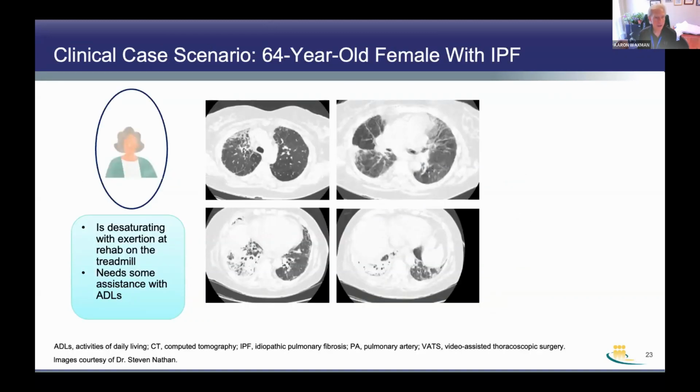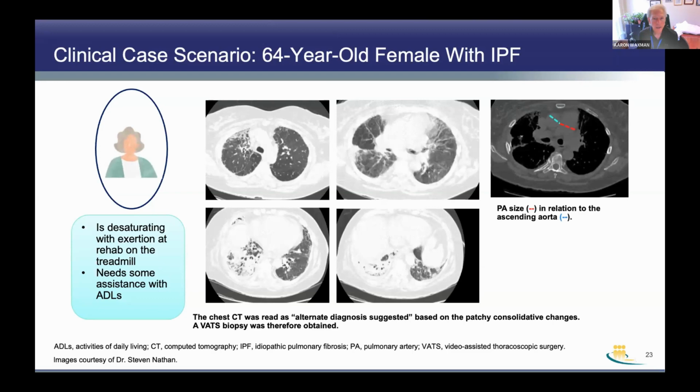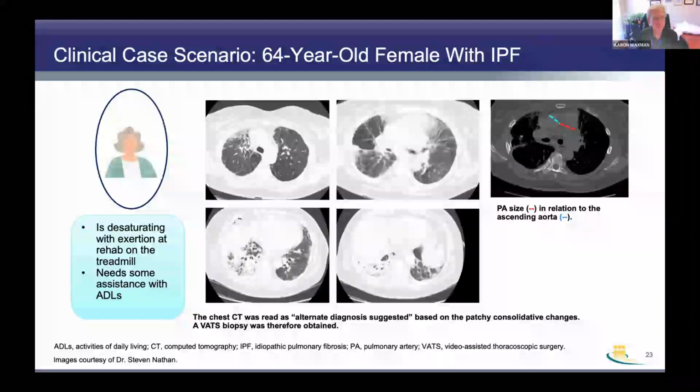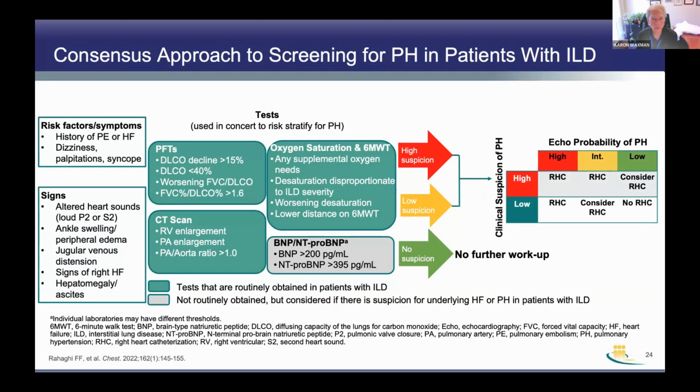So we can now look at her CT scan, and you can see she clearly has IPF. And this is based on why she would be getting a VATS biopsy. And here on the CT, you can also see where the pulmonary artery is larger than the aorta, which could suggest pulmonary hypertension. So again, we're kind of heading towards that path of suggesting that she ought to have a right heart cath.